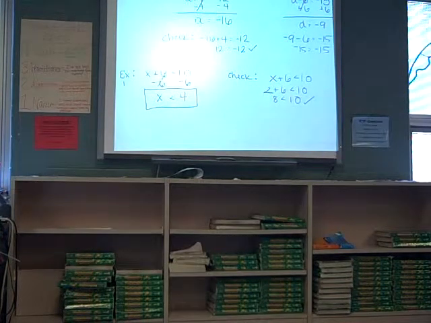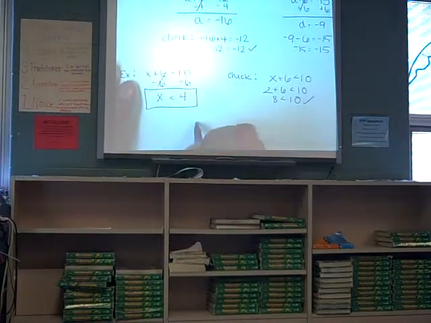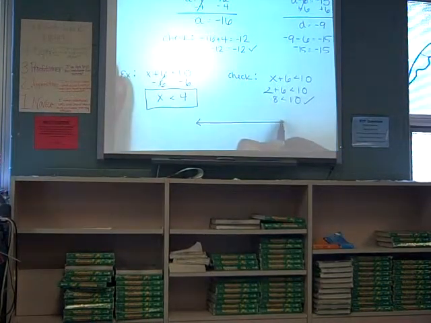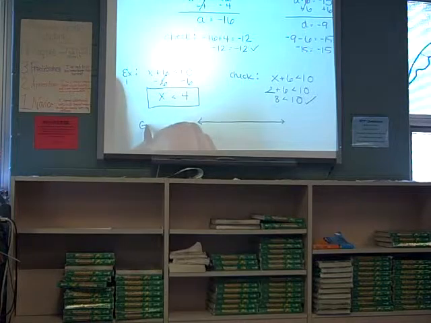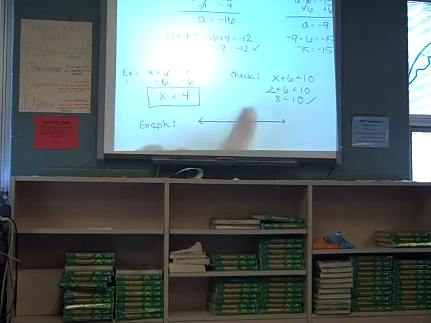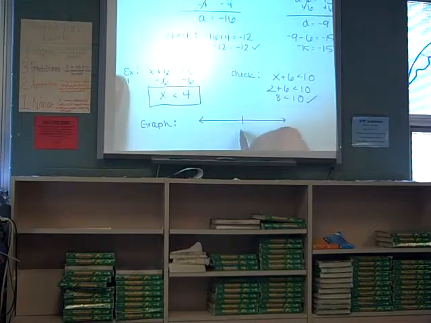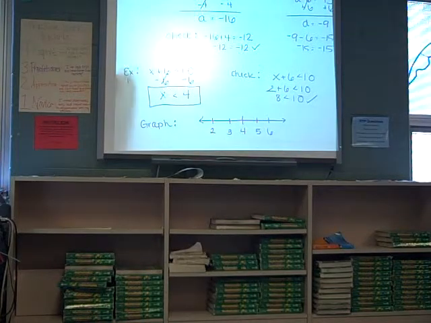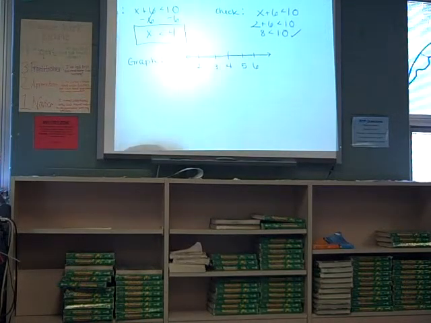Okay, so all you would do is this. I make my number line. Solve, check, and now I graph. So I make my number line, I put 4 in the middle, 5, 6, 3, and 2. So I'll give you a second to make your number line.